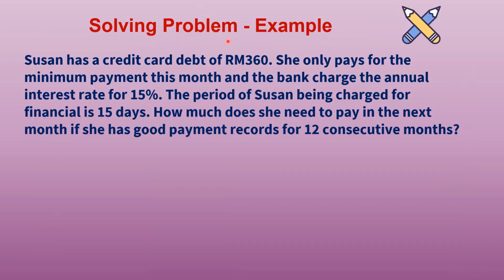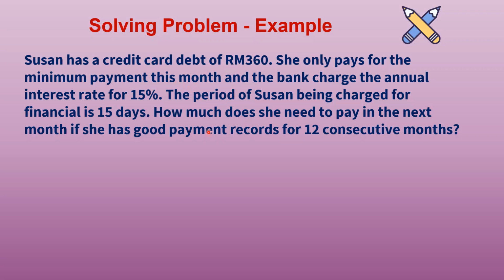So here is an example of problem solving. Susan has a credit card debt of RM360. She only pays the minimum payment this month, and the bank charged an annual interest rate of 15%. The period of Susan being charged for finance is 15 days. How much does she need to pay in the next month if she has good payment records for 12 consecutive months? From the example, the first thing we know is Susan has already paid the minimum payment. So the latest balance is 360 minus the minimum payment.